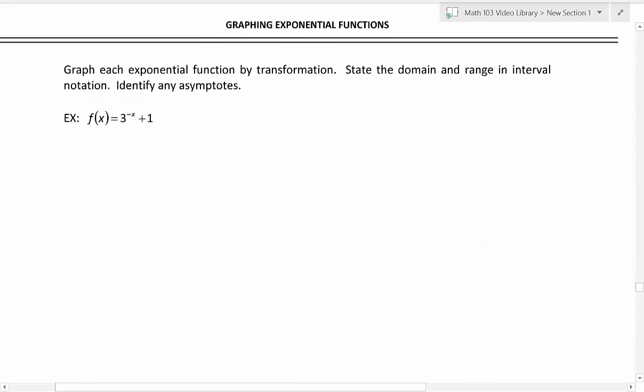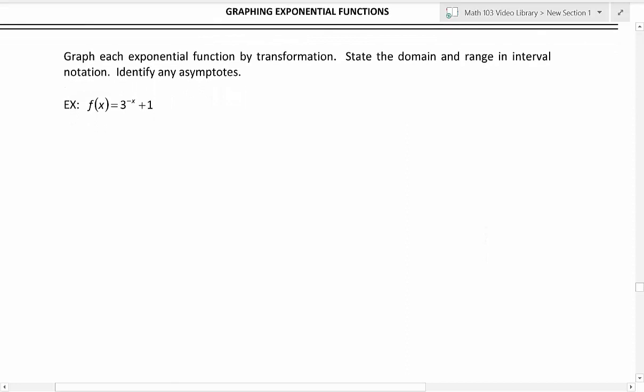Let's graph one more. You'll see that this equation has more to it. This is an exponential function that has transformations. Basically, all of our new exponential functions are a bunch of new parent functions that we can then graph by transformation. So let's graph each exponential function by transformation. We'll state the domain and range in interval notation, as well as identifying any asymptotes.